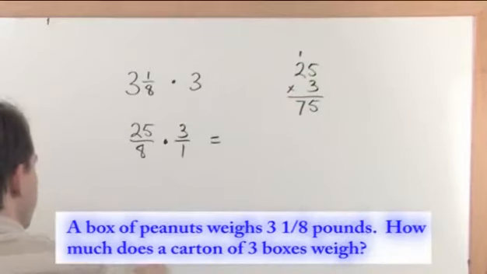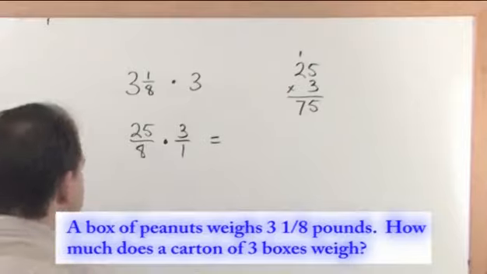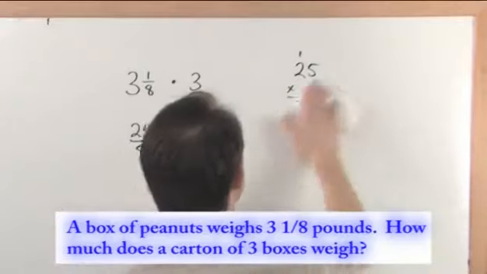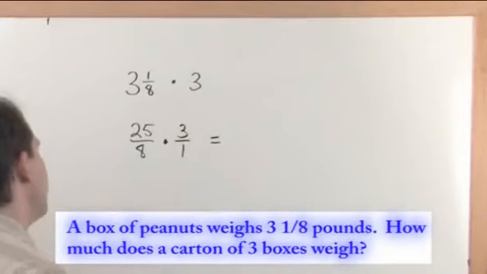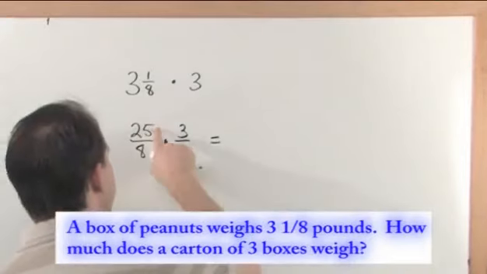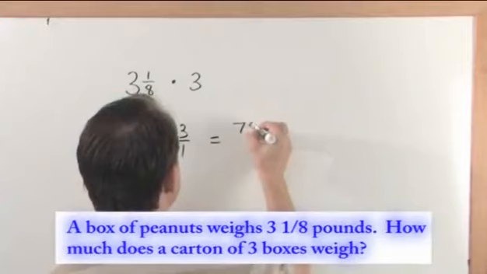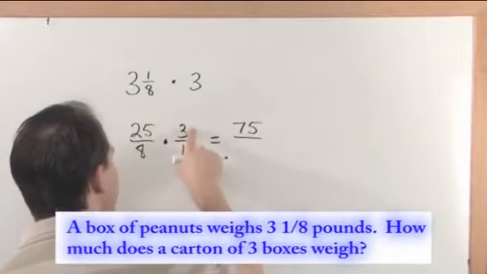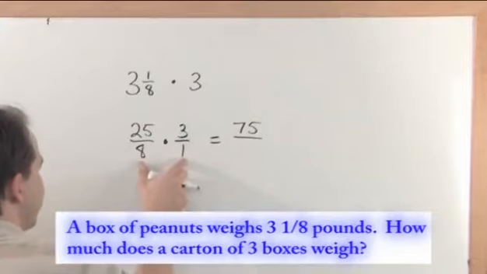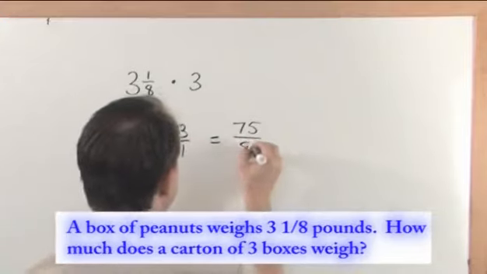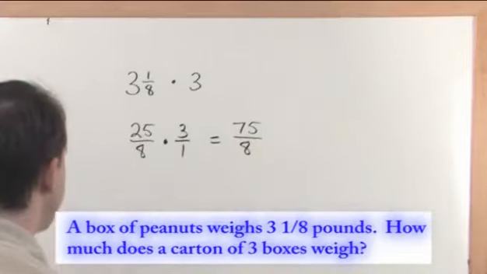Now, the way I honestly remember it is I know that a quarter is 25 cents, and 3/4 is 75 cents. So I just remember that from my money. So 25 times 3 is 75. So top number times top number gives me my new top number. And you multiply the bottom number separate. 8 times 1 gives me 8. So you've done your multiplication.